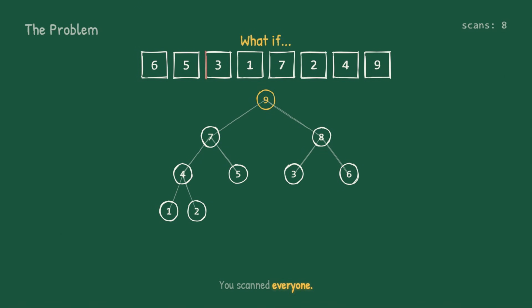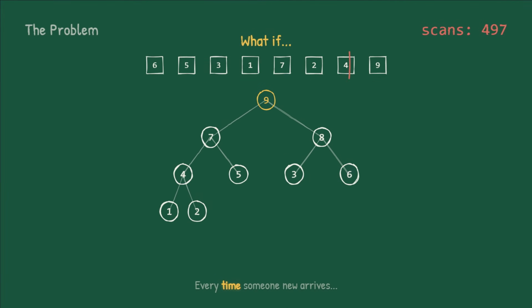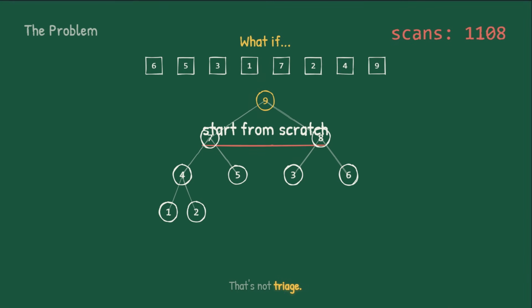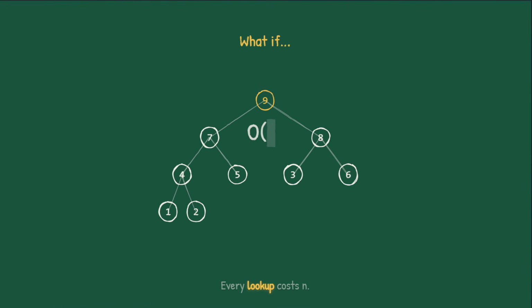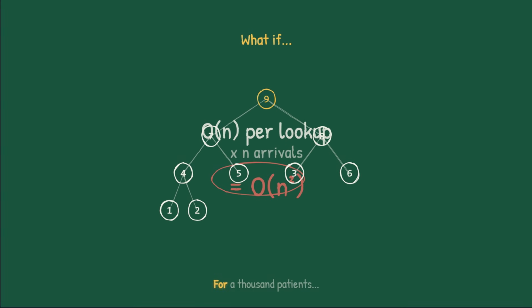You scanned everyone. Again, every single one. 10 patients, 100, 1,000. Every time someone new arrives, you start from scratch. That's not triage. That's a system failing. Every lookup costs n. Do it n times. That's n squared. For 1,000 patients, that's 1,000,000 scans.